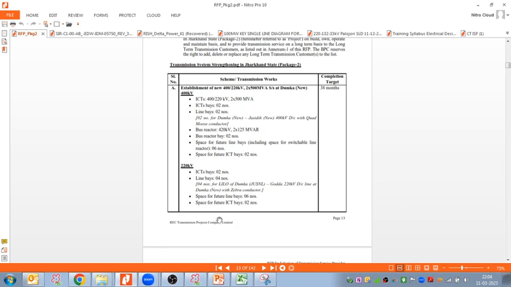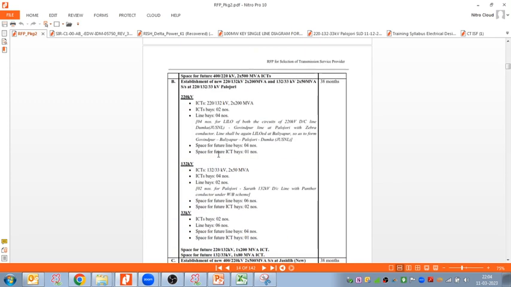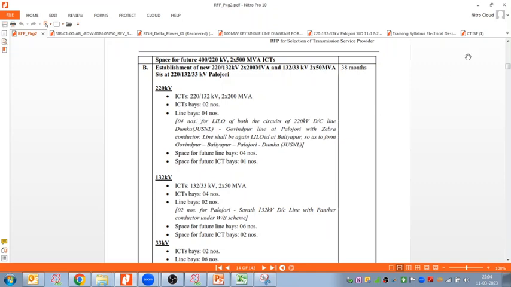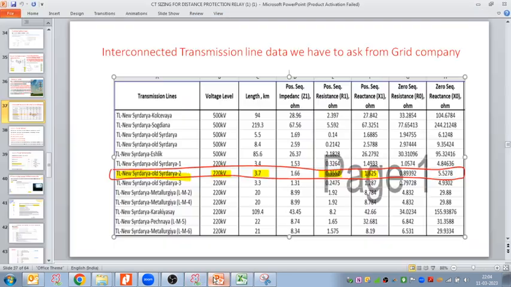So what you can do: there are, say, four lines. If you are getting four lines, there is no need to do the calculation for all four. I'll tell you for which bay you need to do the CT/VT sizing calculations. For the number of bays we have, for all the lines we got the length from the client, because we are on the substation side only, so we are not aware of the transmission line length. That also we need to ask.